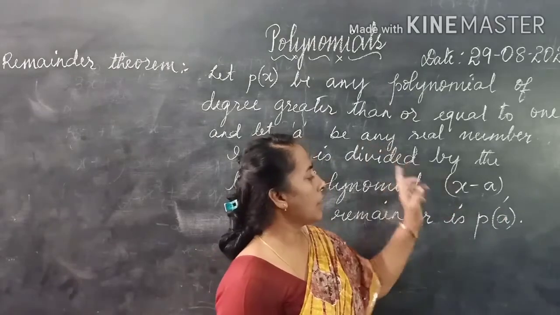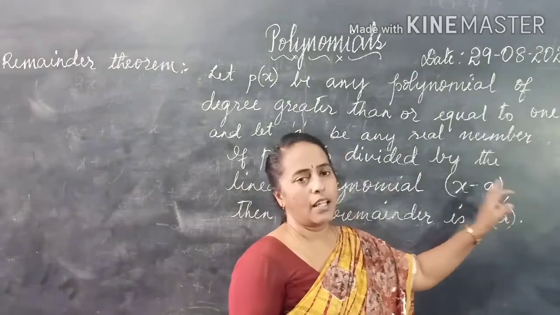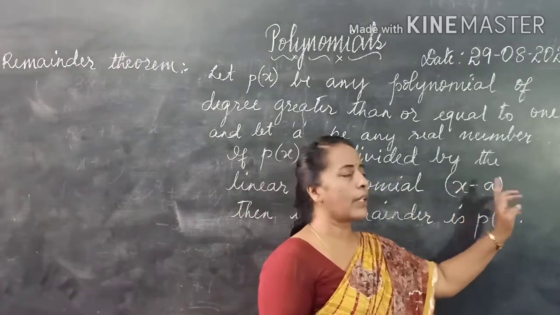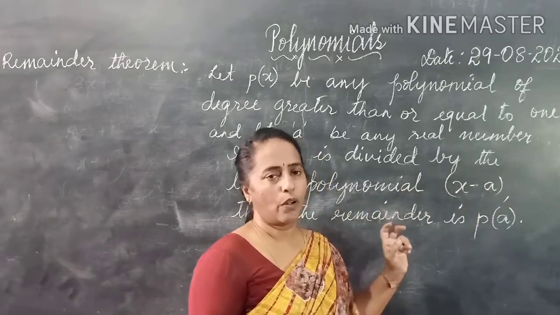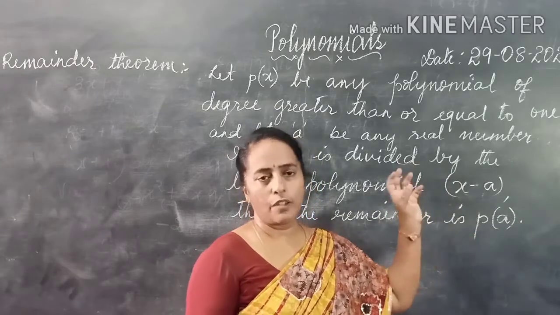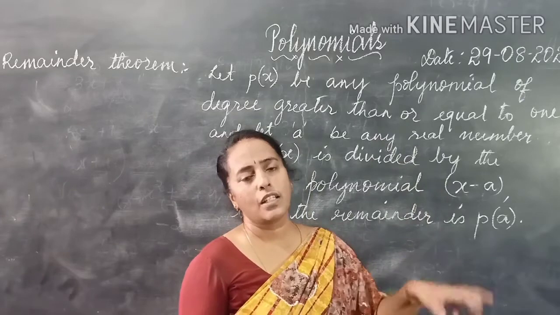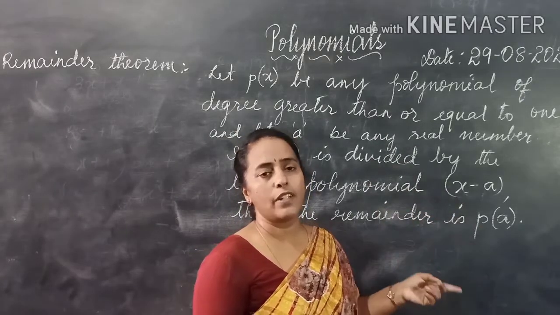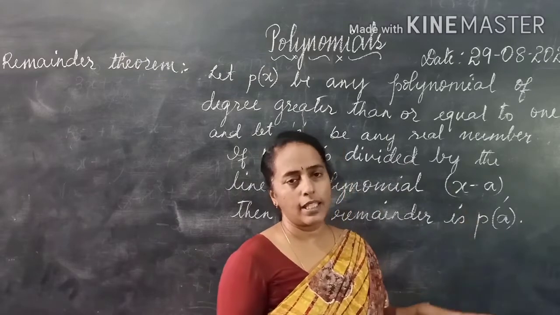If the divisor is x plus a, how will you get the x value? You have to equate that divisor to 0. x plus a equals 0. Then the x value will be minus a, because if you take plus a from the left to the right, it will be minus a. Then the remainder will be equal to p of minus a.